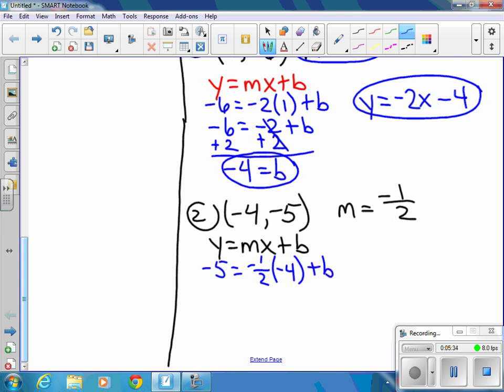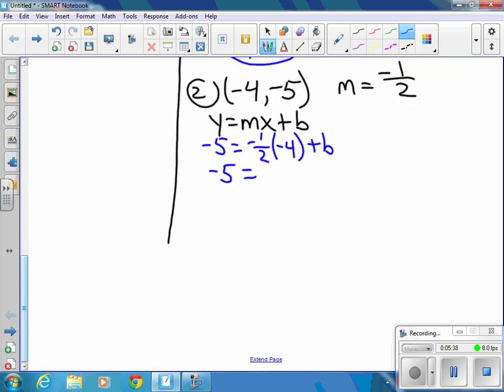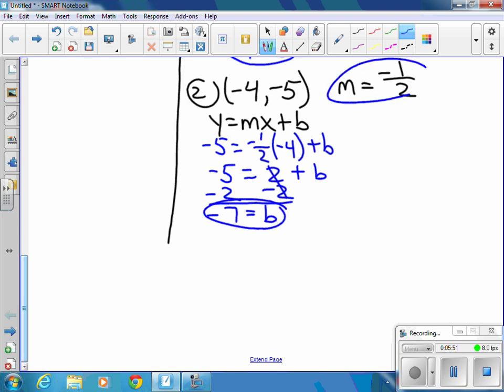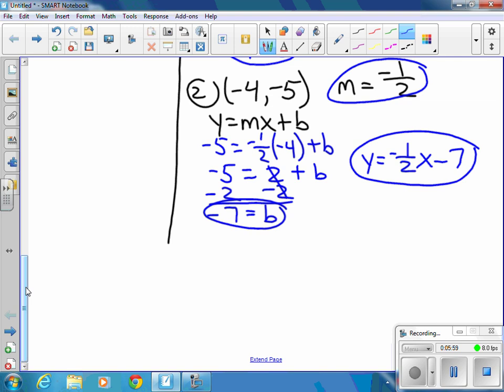Okay, and -1/2 times -4 is an easy calculation because half and 4 go in nice and easily. Half of 4 is 2, negative times negative is positive, so that becomes 2 plus b. Subtract your 2, and you get -7 is b. So now that you know the b value and you're given the m value, put it together in your formula, and it's y equals -1/2 x minus 7. And that's the equation for the line that you would need to generate.